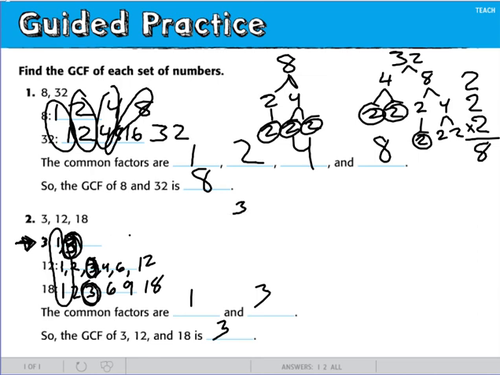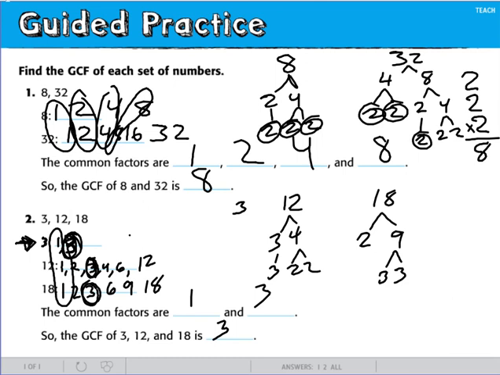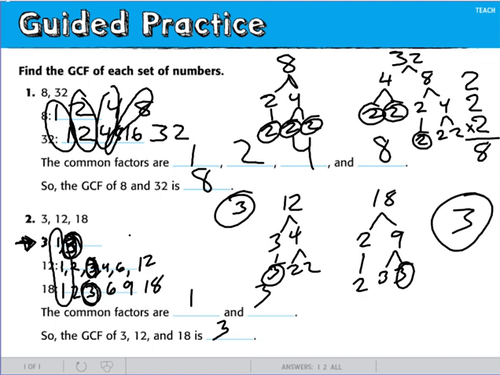Prime factorize 3, it's done. It's prime already. 12, 3, 4, 2, and 2. 18, 2 and 9, 3 and 3. So I have a 3 here, a 3 here, a 3 here, and there's nothing else to go with it, so 3 it is. So you're going to use your factor trees to find the greatest common factor of multiple numbers for your homework, for your independent practice.